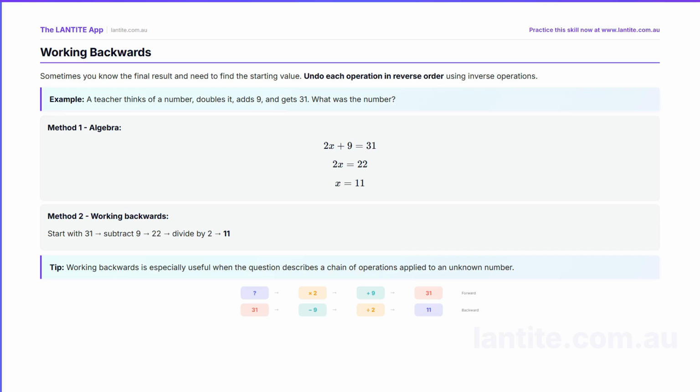Or you can work backwards from 31. Subtract 9 to get 22, then divide by 2 to get 11. Both methods give the same answer. This strategy is very common on the LANTITE.